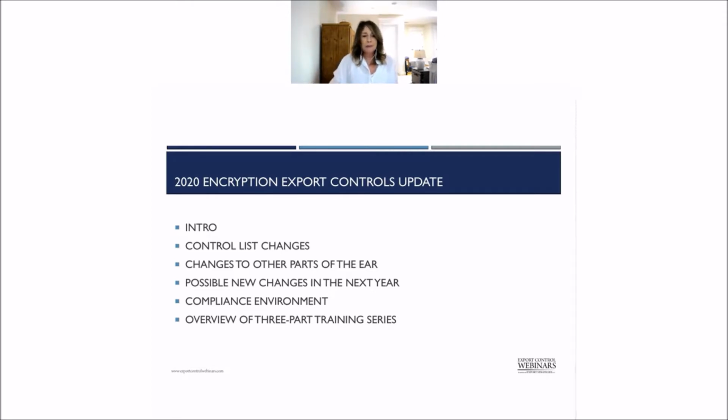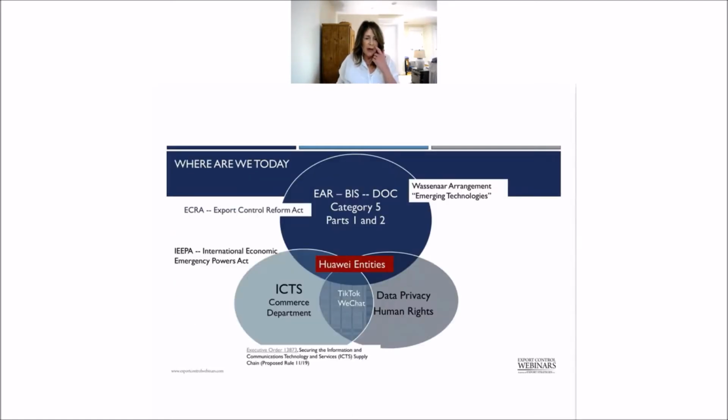Okay, so we will talk about the control list changes, and we'll talk about a couple of other possible changes to the EAR outside of the control list that affect encryption exports. We'll talk a little bit about what we might see in the next year, and then try to discuss what this means in terms of compliance. Has anything changed in compliance? The rules change marginally. Usually your compliance plan doesn't really have to change that much. But that's just something I want to wrap up the discussion on.